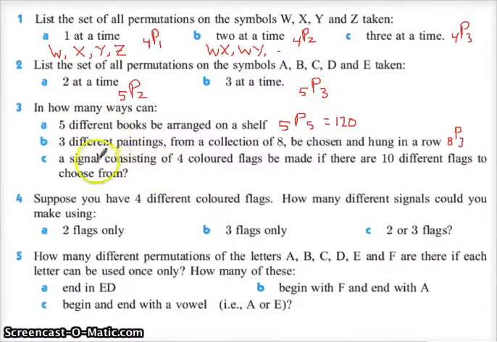Part C, a signal consisting of 4 flags. This looks like the beginning of the pretest. Can be made if there are 10 different flags to choose from. So we have 10 to choose from. We're going to pick 4 of them and put them in order. So that's what that means.